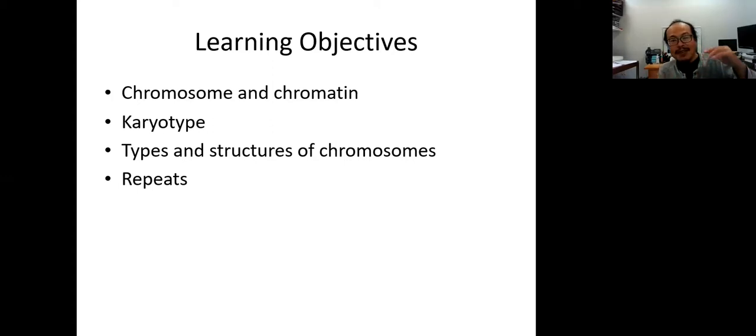But in fact, only 2% of that DNA sequence serves as genes to produce protein. The other 98% do not. They don't produce protein. And among this non-coding sequence, 50% of those are repeats. Same thing over and over again. So we want to learn about it.